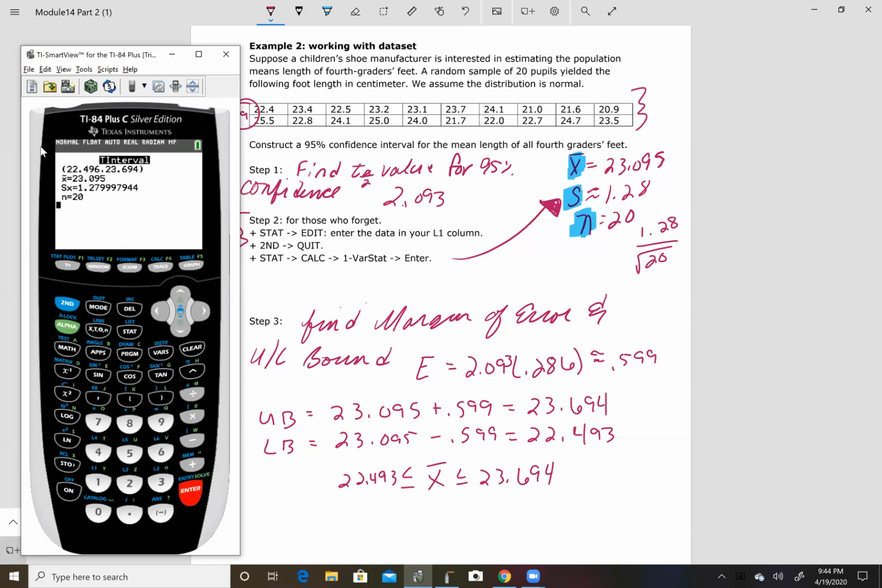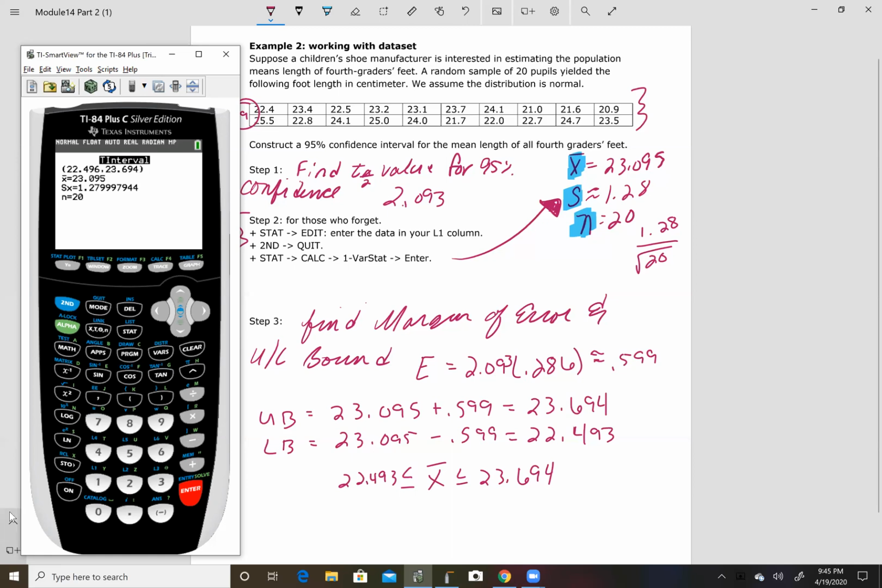And right here, there's a little bit of a rounding error, but you can see our lower interval is 22.49, and I have 3, they have 6, and our upper interval is 23.694, which is exactly what I have. So there must be a rounding error. I know I used a lot more numbers than they did because I just used the one number that the calculator gave me, which is fine.